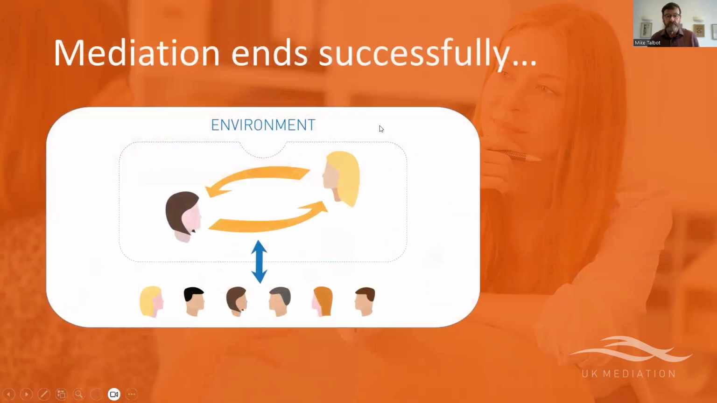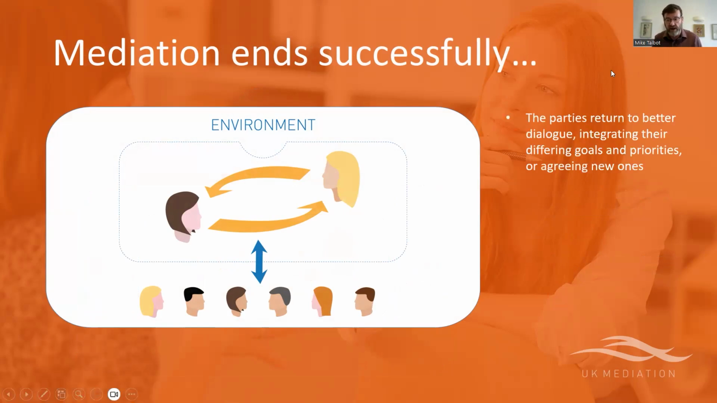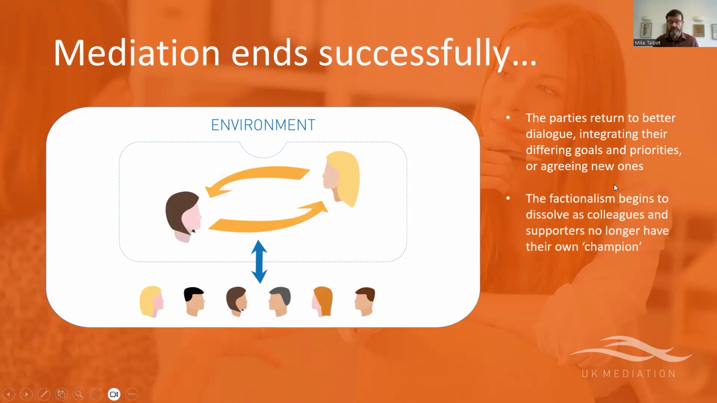Now, if mediation ends successfully, the mediator's gone, and we leave the two parties with their restored dialogue. So again, they're back to the point where they're able to have that better dialogue, to integrate the different goals, priorities, and needs, or agree some new ways of doing things. Okay. Now, although the mediator's gone, there's still a little dip in the box there, so we can't ignore the fact that mediation has taken place. We can't ignore the fact that they have had this big conflict, this rupture in their working relationship. It has happened, and the memory of it will endure, but we can get back to a better dialogue between the two parties.